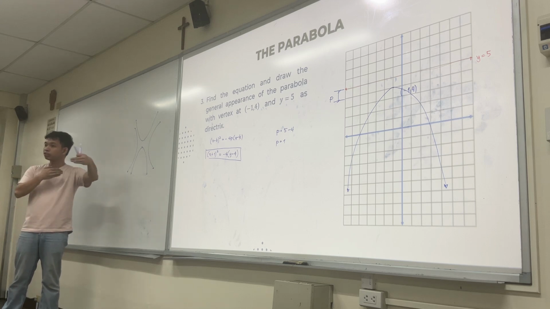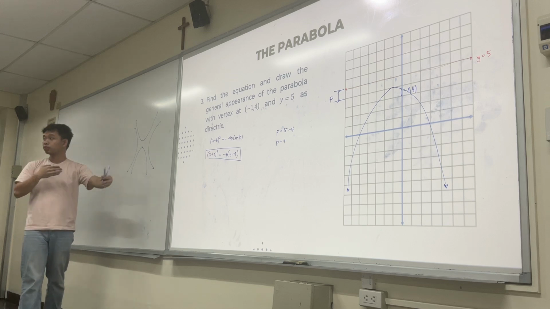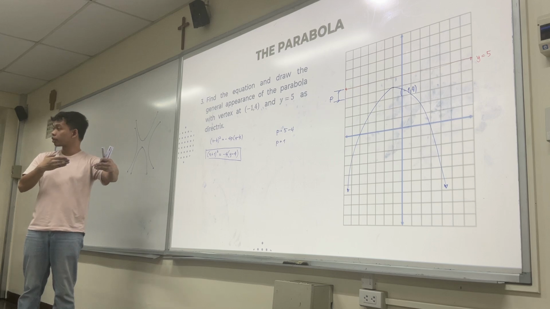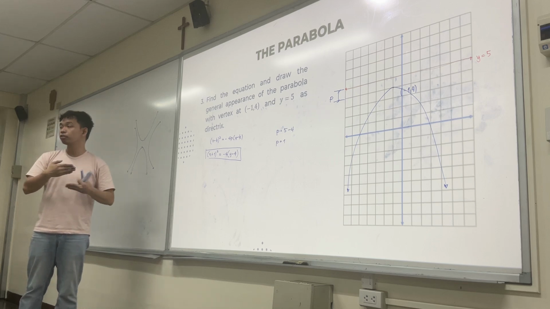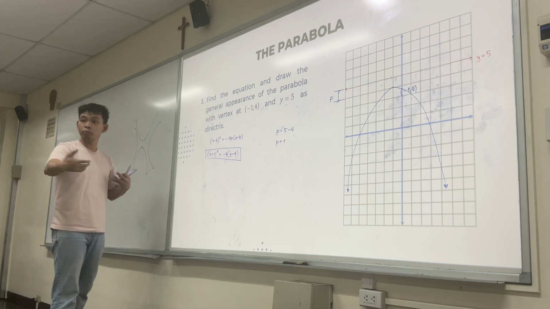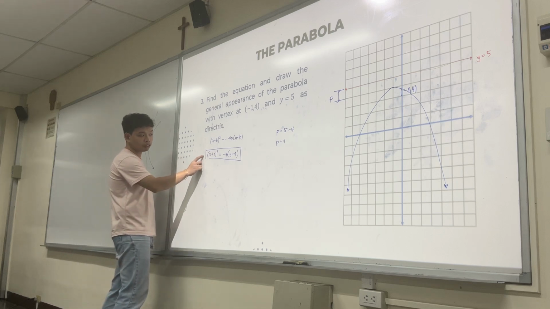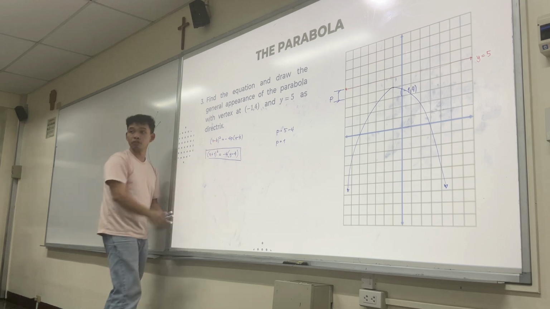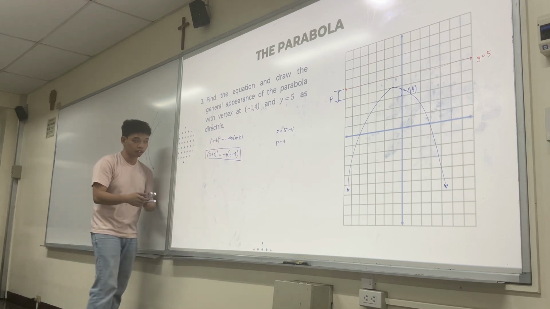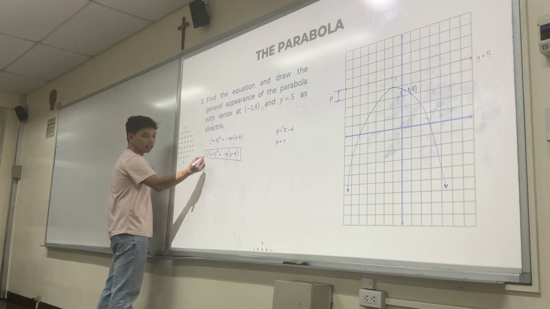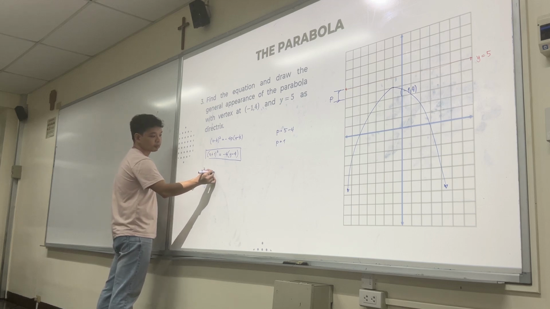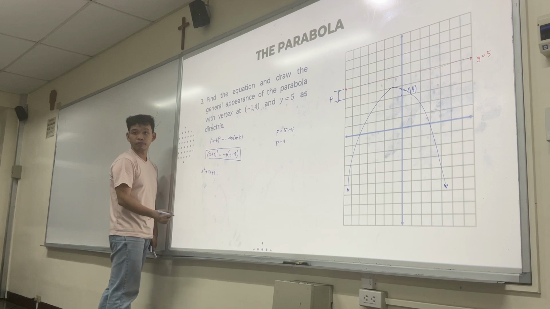From general to standard equation, we perform completing the square, di ba? From standard to general equation, we perform what? Binomial expansion. So if you want to rewrite this standard equation to my general equation, I'll just have to perform binomial expansion or FOIL method. So if we do that, I'll get what? X squared plus 2x plus 1 is equals to what?